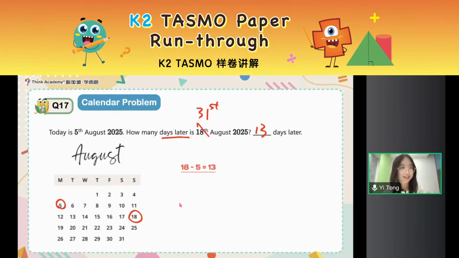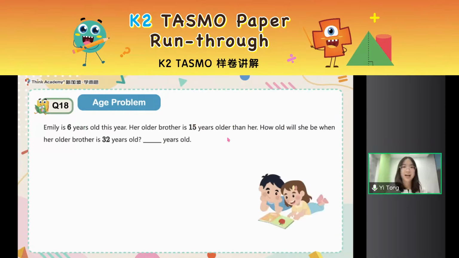I saw some answers. So let's first write down the equation. 31 minus what? Minus 5. And what do we get? 26. So 26 days later is the 31st. All right, now let's move on.